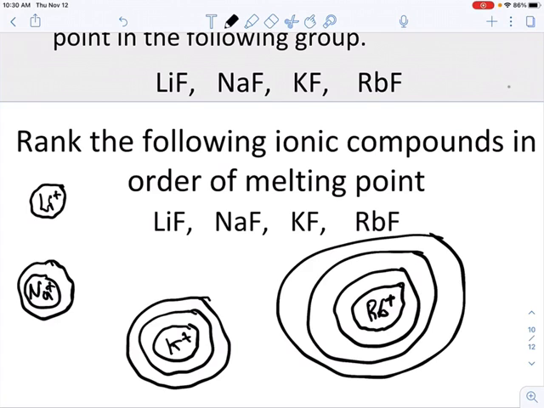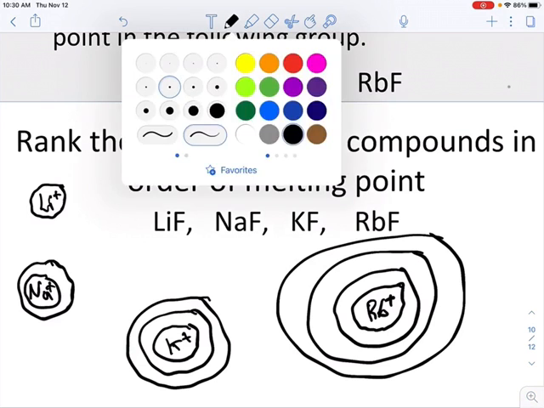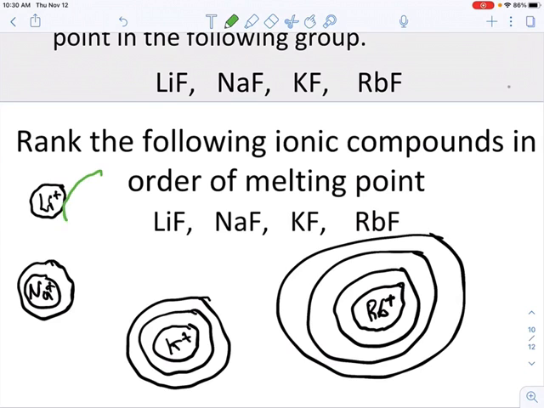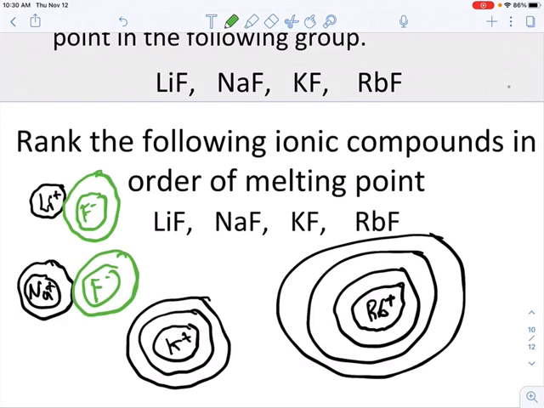So now let's compare the actual strength of these bonds by drawing in my anions, just like I did last time. I already drew my cations. So we're working with fluoride all the way down, so the radius is the same for all of my anions, because it's fluoride every time. Fluoride has 2 energy levels. Okay, and then finally one more fluoride over here.